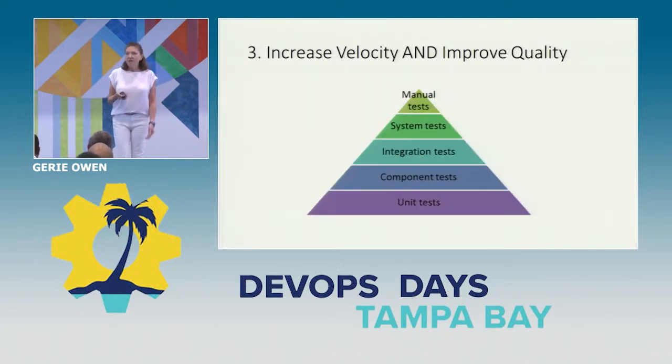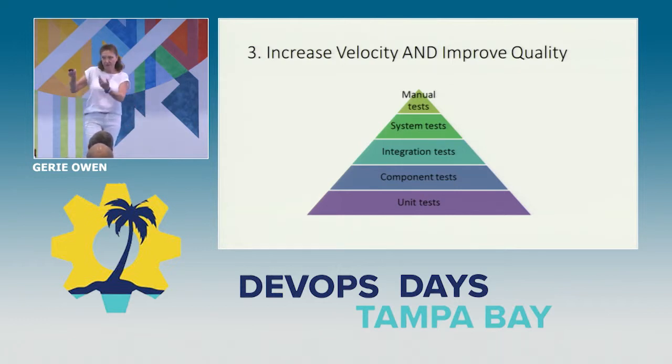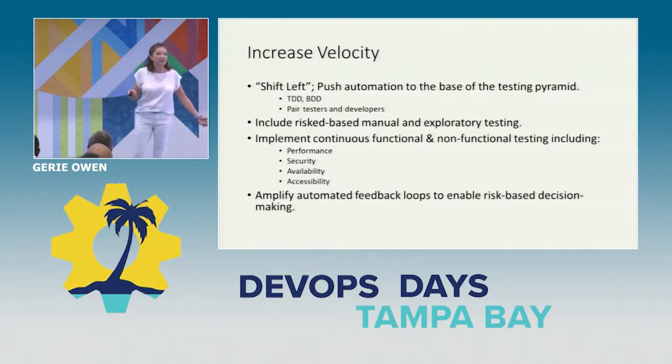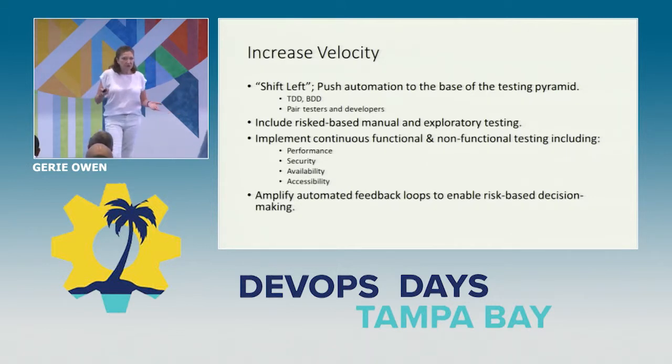So we want to increase both velocity and quality. We do that through the test pyramid. We want to have as few manual tests as possible, automating everything. We want to shift left. The automation should get to the base of the test pyramid. We want to implement test-driven development, BDD, pair developers and testers if we can. But we do have to include some risk-based and exploratory.